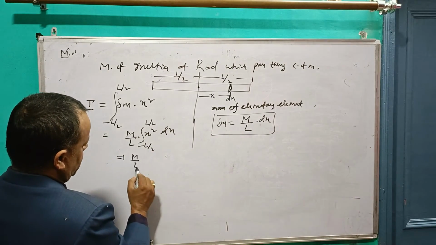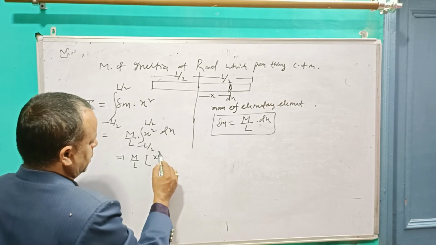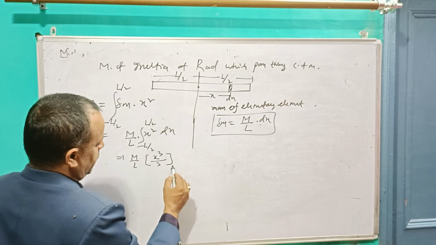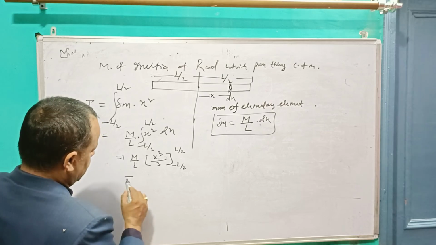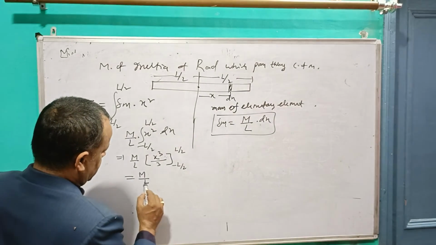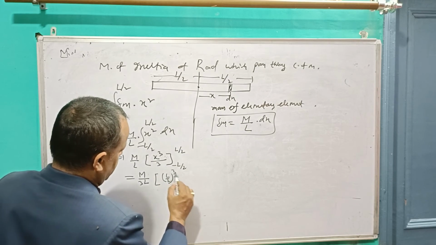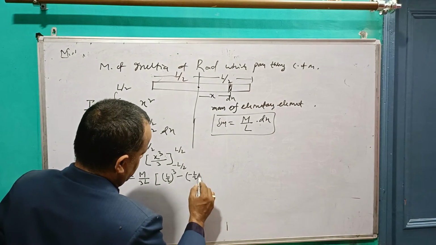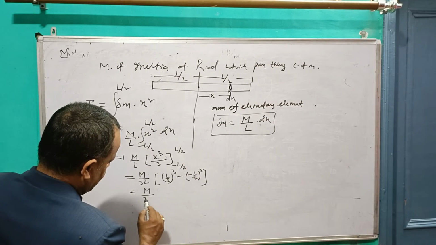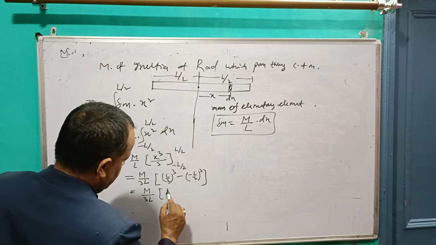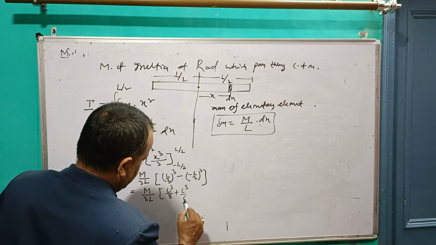Integrating it out, what do we get? This is the integration of x square, which is x to the power 2 plus 1 upon 2 plus 1, going from minus L by 2 to L by 2. We place the values over here. It is going to be L by 2 whole cube minus minus L by 2 whole cube. So we get M by 3L times L cube by 8 plus L cube by 8.